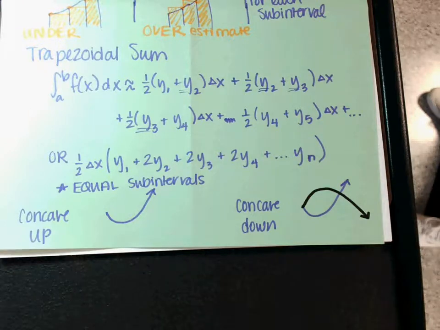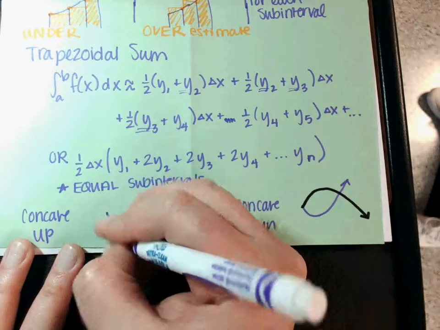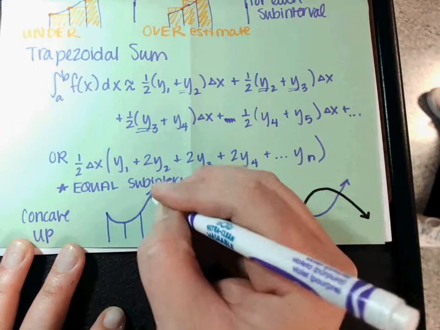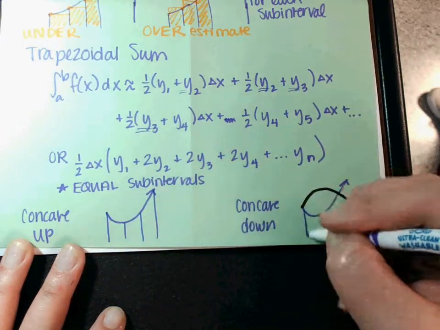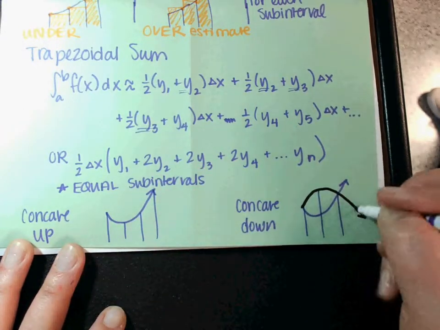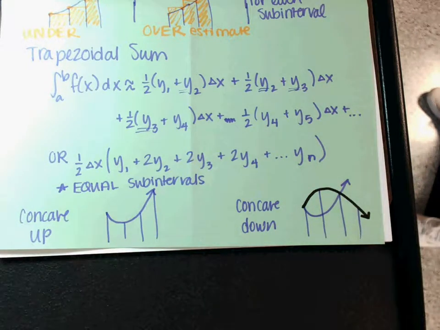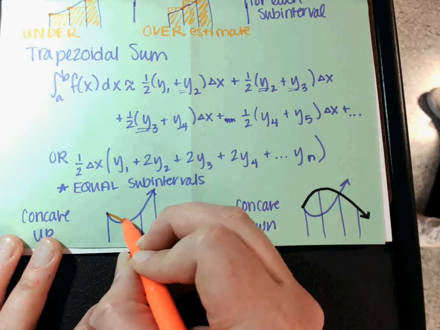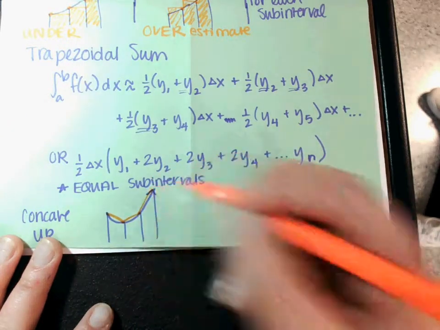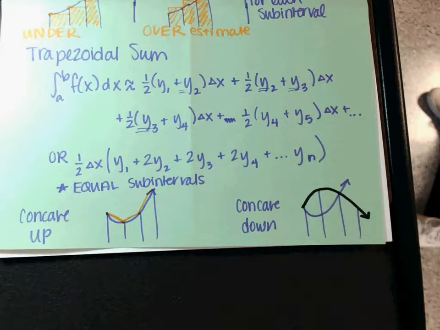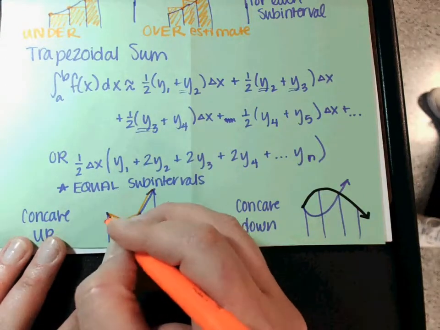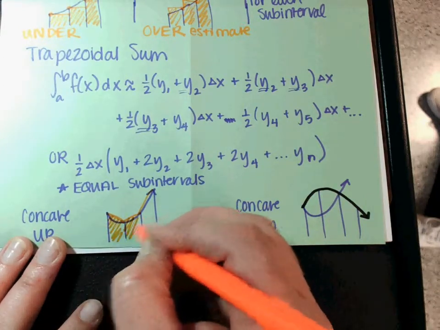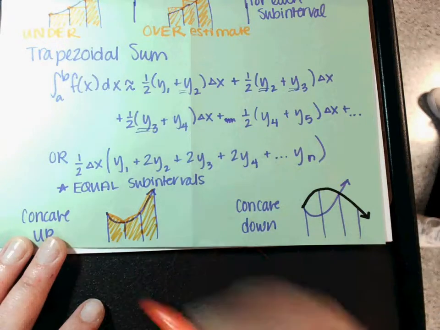So for my first one, I'm going to slice it up into my 3 parts. And I'm going to slice this one up into 3 parts. And then I'm going to connect my trapezoids and see if they're too big or too small. So if I connect these 2 endpoints, these 2 endpoints, these 2 endpoints, are they too big or too small for the concave up graph? A little bit too big. This is over.